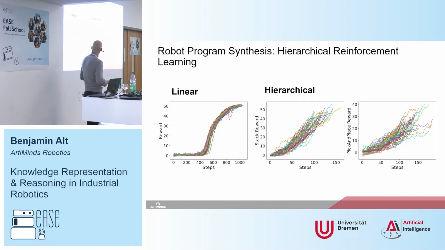If you look here, this is very important. On the X scale, you see that a linear policy that is not hierarchical takes forever to converge. It converges eventually, but it takes very long. Whereas a hierarchical policy converges in maybe a factor of 10 fewer steps.